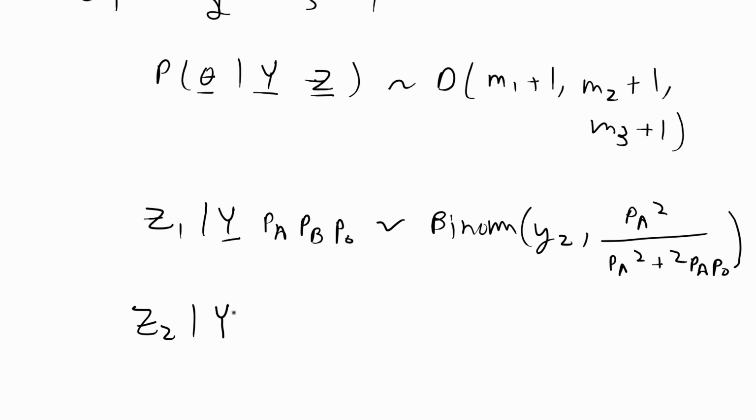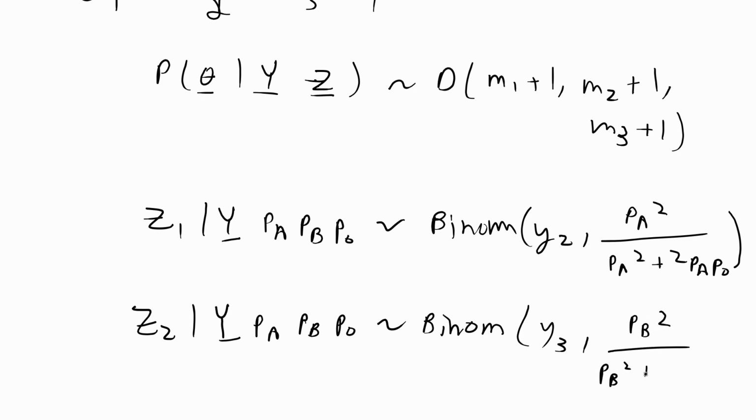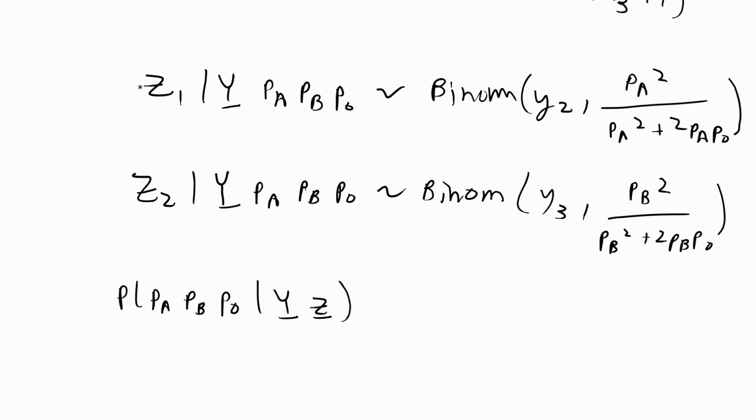And then the second conditional distribution is going to be Z2 given Y and the parameters. That second conditional distribution is also going to be distributed binomial with parameters y3 and then PB squared over PB squared plus 2 PB PO. So when we actually run the Gibbs sampler at each iteration, we're estimating a value of Z1, a value of Z2, then we're estimating the PA, PB, and PO values. So we sample from the conditional, sample from a conditional, then sample from the posterior distribution.